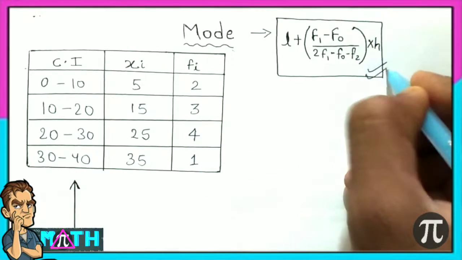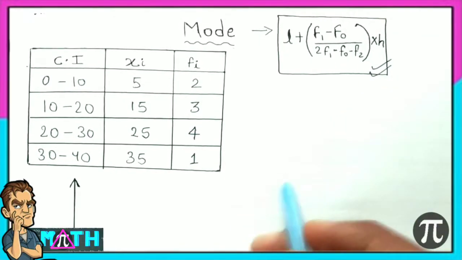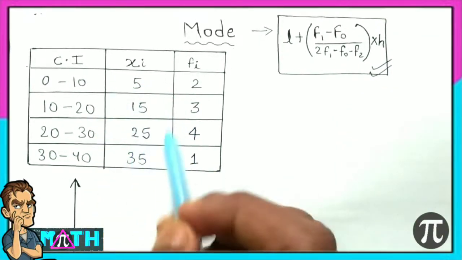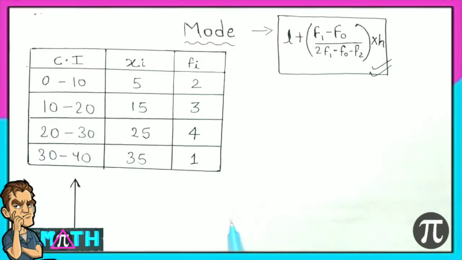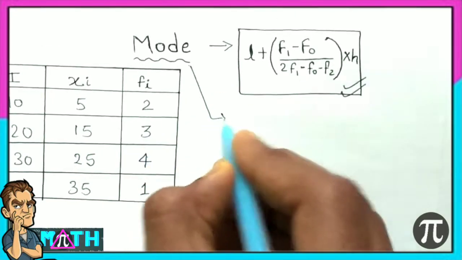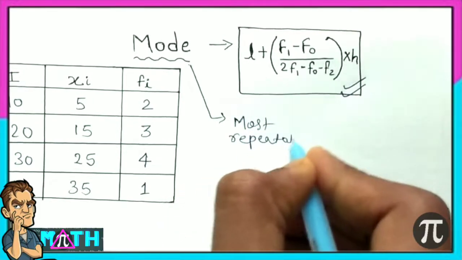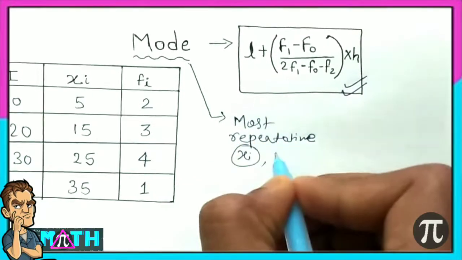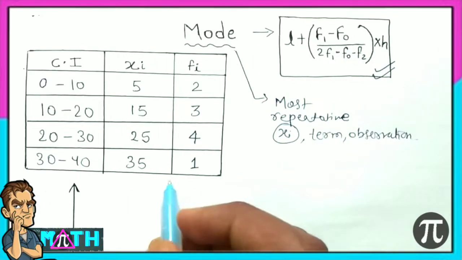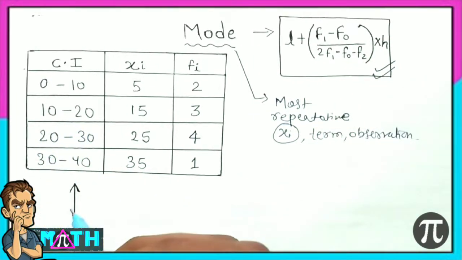Today we will prove the formula of mode. So stay watching, as it is very simple. Let's take this table as an example. Now what exactly is the mode? The mode is the most repetitive xi, or term, or observation. But here xi is the average term, so the mode lies somewhere in between this.